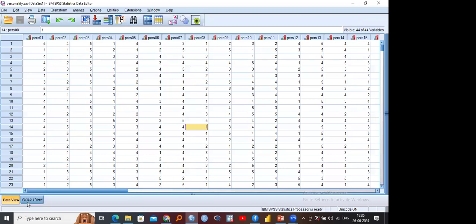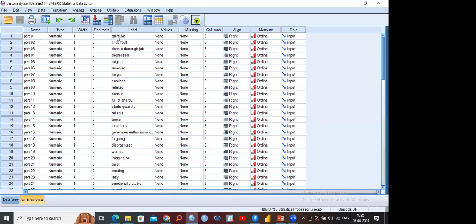Suppose I was given this questionnaire and I start from talkative. I know on a scale of 1 to 5 how talkative I am, so I can give myself a ranking. Each and every one of you can give yourself a ranking, right? Finding fault. Are you able to do a thorough job? How depressed are you feeling? How original are you? How reserved are you? Each and every one of us knows about all these traits, right?